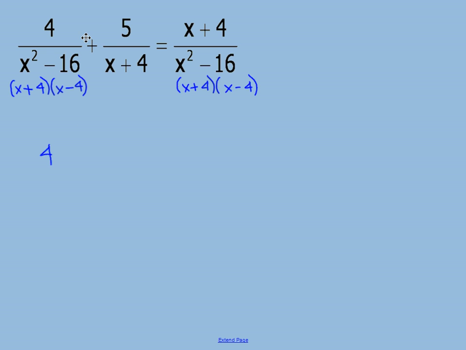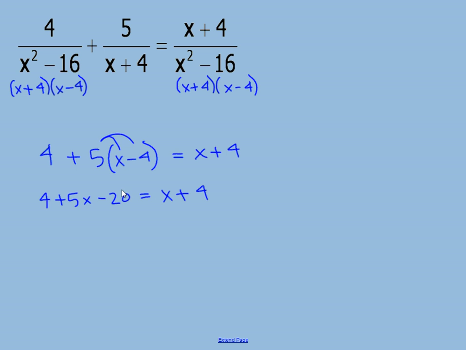Then I have a plus, then a 5. The 5 is above an x plus 4, but it's still missing an x minus 4, so I'm going to put in the x minus 4. And that's going to be equal to x plus 4, which already has the common denominator, so I don't need to add anything to that. Now I need to distribute the 5. So I have 4 plus 5x minus 20 equals x plus 4.